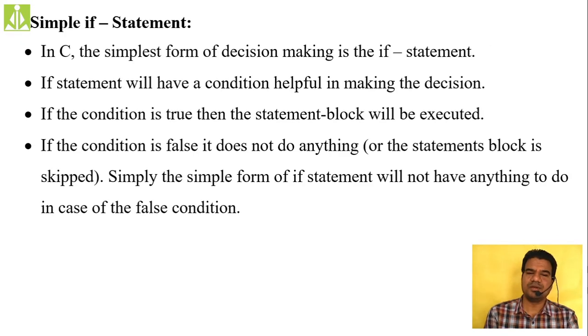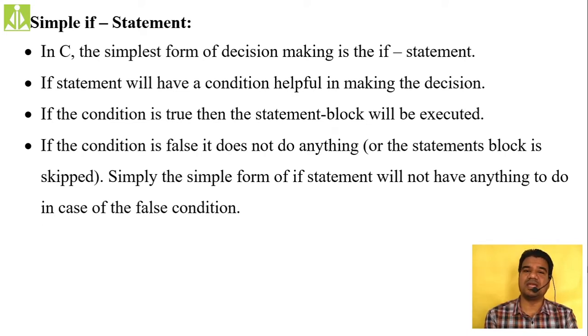In C, the simplest form of decision making is the if statement, the simple if statement. As with all conditional branching statements, this if statement will have a condition helpful in making the decision, a condition which can be either true or false when evaluated. Based on that condition only, either a block of code will be executed or a block of code will be skipped by this simple if statement.